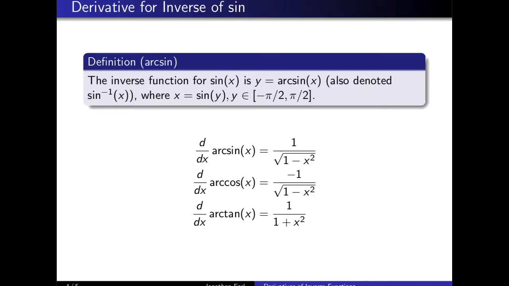Okay, so let's go and get some derivatives for inverse functions. For inverse functions, I'm going to primarily stick to writing arcsine, arccosine, arctangent, just to make it clear that I'm not talking about 1 over sine, 1 over cosine, 1 over tangent, and so on. Okay, so I have what the derivatives are listed, and let's go and see why those are actually the case.